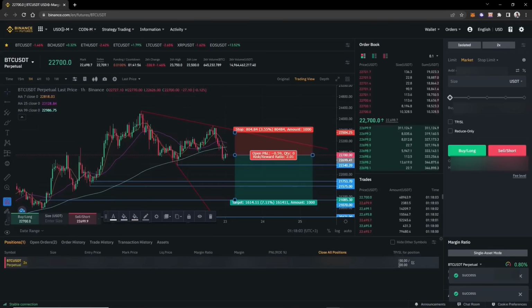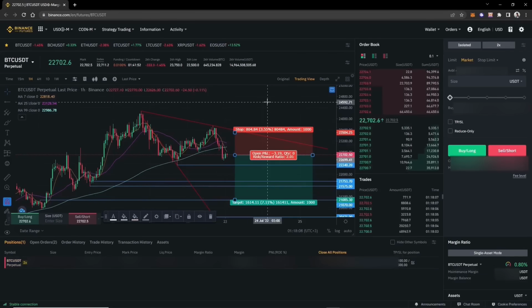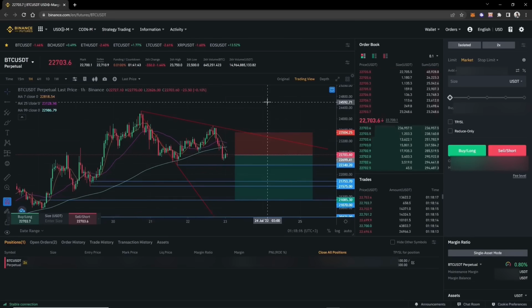Now, let's talk about my stop loss. Why did I put my stop loss to that position? There is a resistance level at 23,300 as you can see. So I put my stop loss to a level that is both higher than the resistance, higher than the moving averages, which you can see on the screen, and also higher than our downtrend.